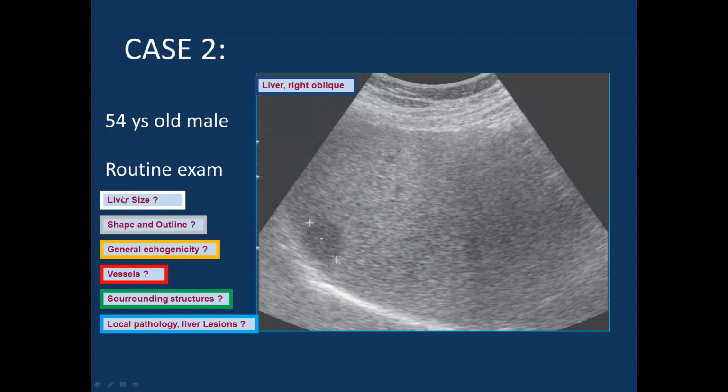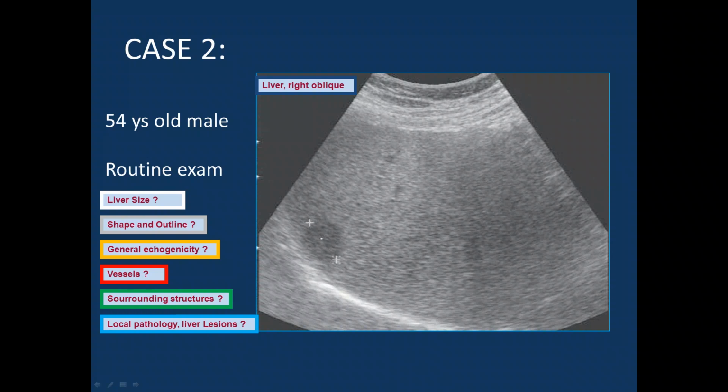Now, we remember that we have to look at the liver size. This is a right oblique view. There we cannot estimate the size of the liver. The shape, I would say, is not reflected very well by such a cut. To see the shape, more coronal views from the median orientation are very helpful, and sagittal views to see the relation to the kidney and the other organs. General echogenicity, well, that's maybe of interest here. Vessels we don't see. Surrounding structures, I don't think too much.